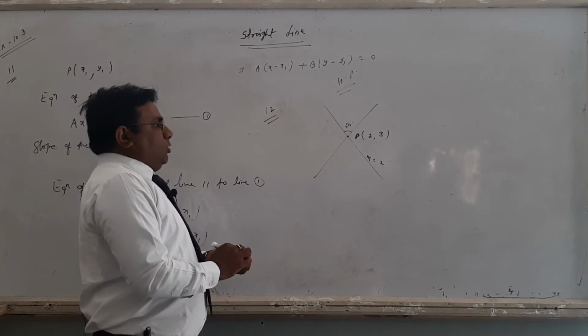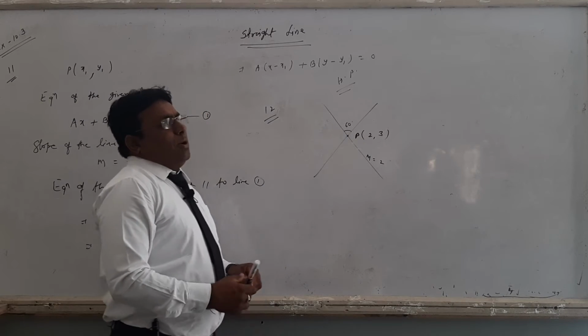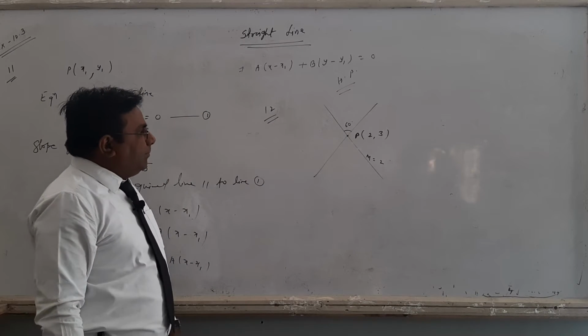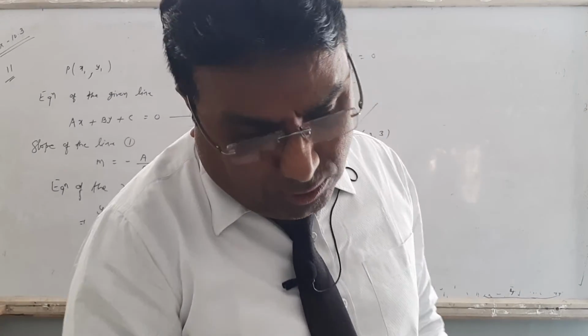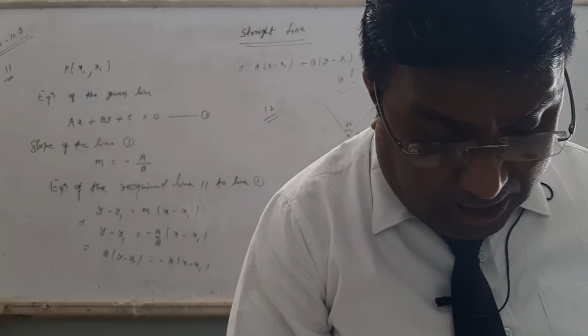Point is given, क्योंकि दोनों ही लाइन एक ही पॉइंट से पास हो रही है. पॉइंट इज गिवन, ओनली स्लोप फाइंड करना है. एंगल बिटवीन टू लाइन इज गिवन, 60 डिग्री, राइट.